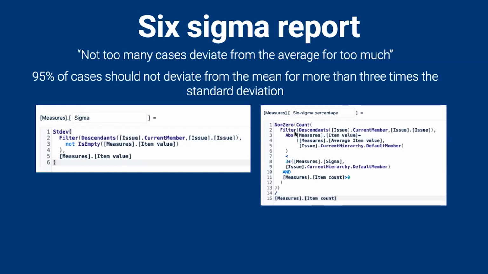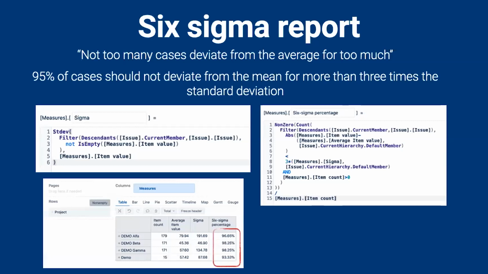And then you can have a count of issues which do not deviate from the sigma or standard deviation more than 3 times in both directions, which is what 6 sigma means. And maybe you can have a useful report on the project level to find which projects are within the 95% Six Sigma criterion or which are not. So in my case, one of those projects needs some better predictability.